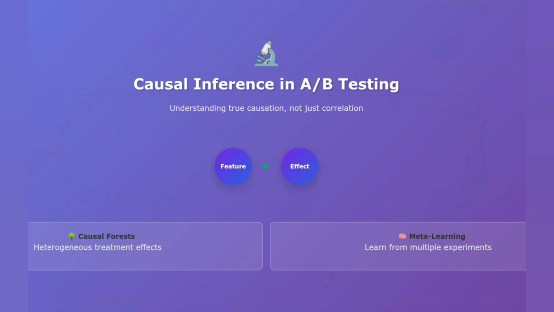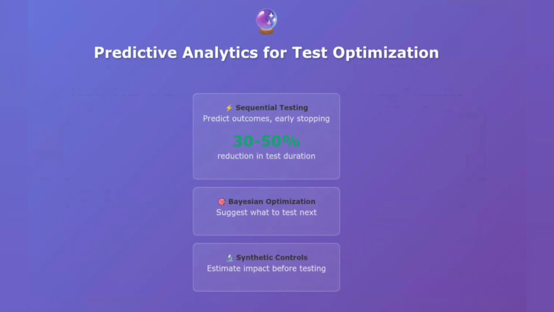The practical impact is huge. Instead of one average treatment effect, you get a detailed map of exactly which users benefit from each variant and why. This enables micro-targeting and helps you avoid harmful effects on important user segments. Machine learning doesn't just improve running tests. It can predict outcomes and optimize the entire testing process.